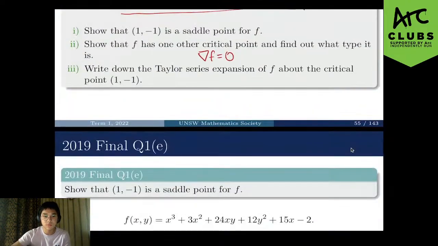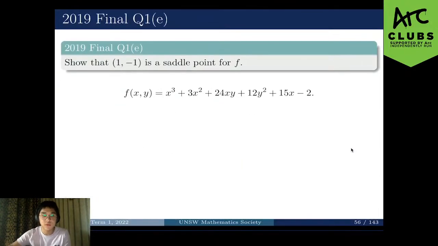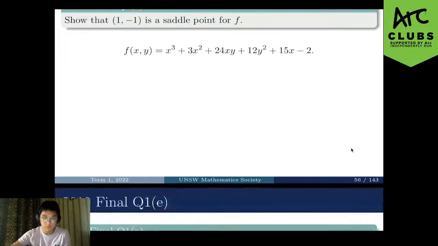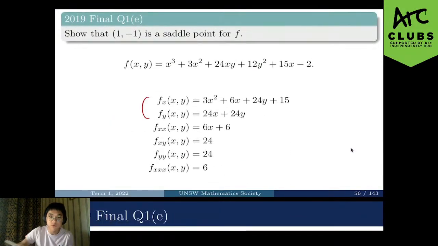So, show that (1, -1) is a saddle point. We have the function, and then we go ahead and calculate the first order partial derivatives and the second order partial derivatives, and we see that fxx is equal to 6x plus 6. There's also one third order partial derivative that exists. So we have these.